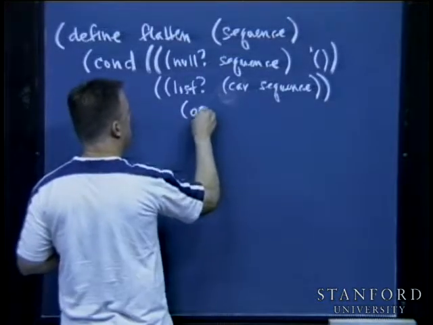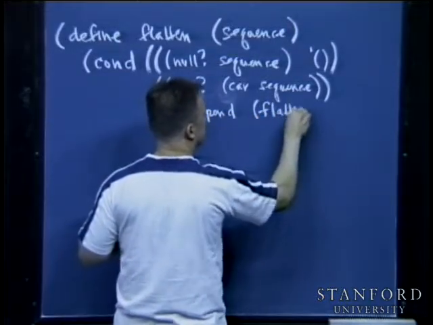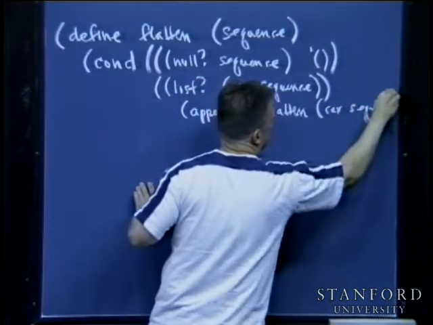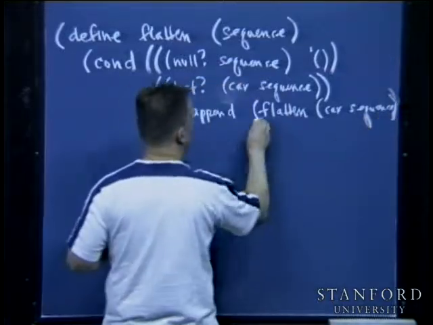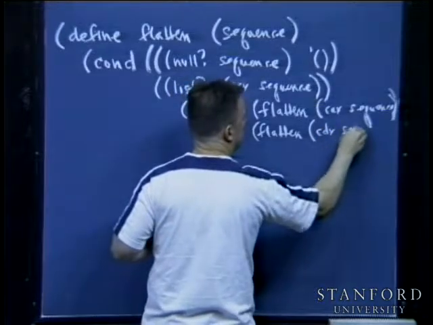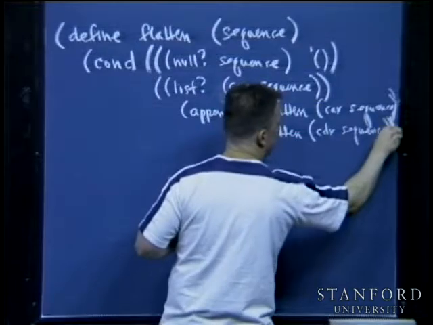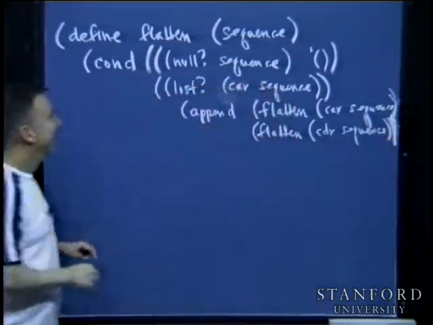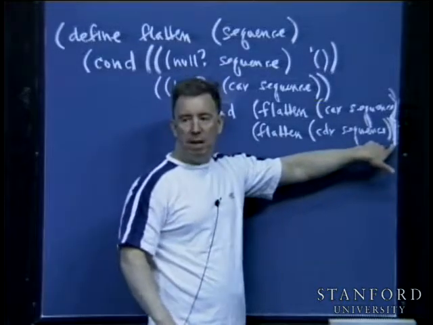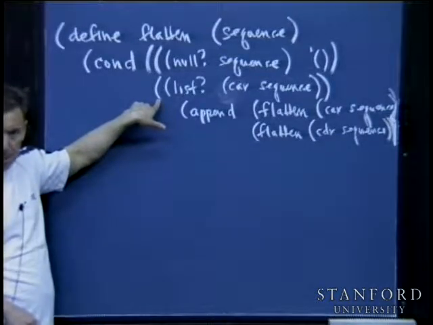So what I would do is I would call the append function on the flattening of the car of the sequence and the flattening of the cdr of the sequence. That ends the flatten, that ends the append, that ends the entire pair. Just enough parentheses have to be smushed in here between you and the editors to balance that paren right there. Okay.